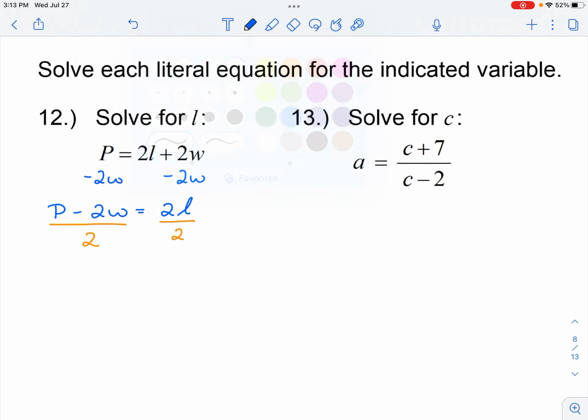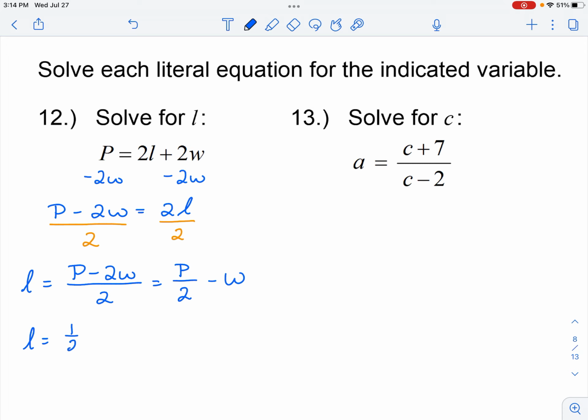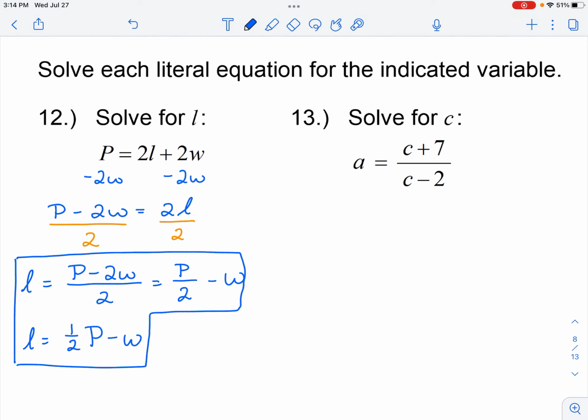And there are multiple ways that you could write your final answer. I could write that L is equal to P minus 2W all over 2. I could say that that's P divided by 2 minus W, by dividing out the 2. I could also say that it is 1/2 of P minus W, right? All of those answers are valid. Any of those three would be full credit on a test or a quiz, okay?